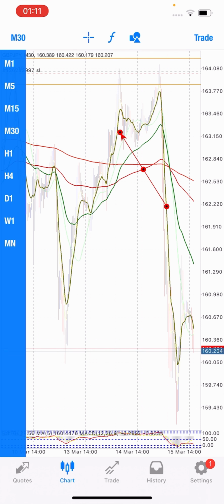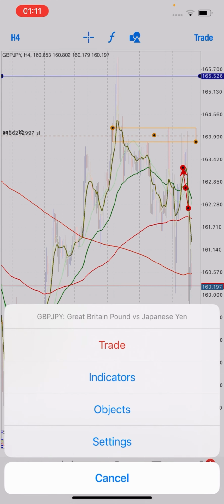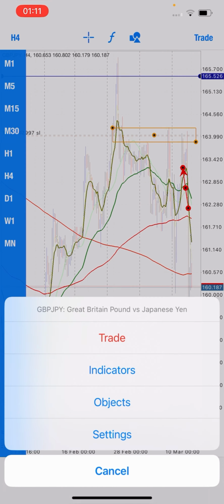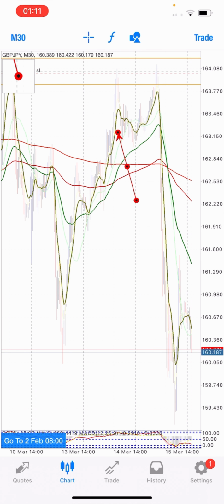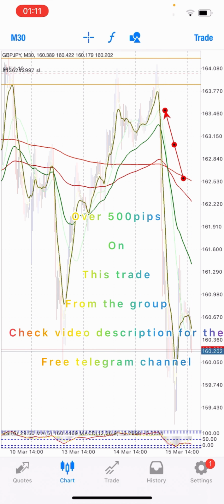This was different. We saw it in 4 hours, then you use 30 minutes to know whether it's going to go more. Of course, like I said, it was just an OB trade, but we knew to keep holding for more. This is over 500 pips.